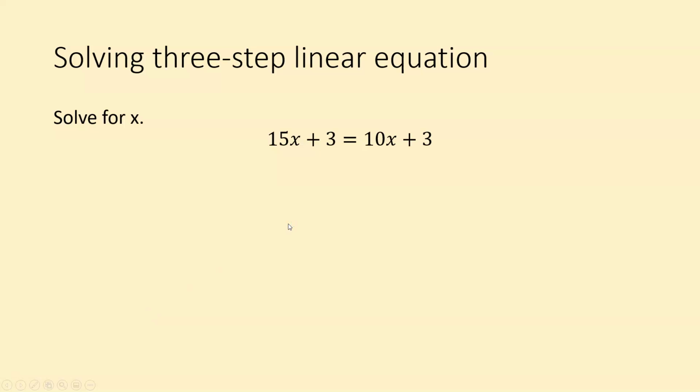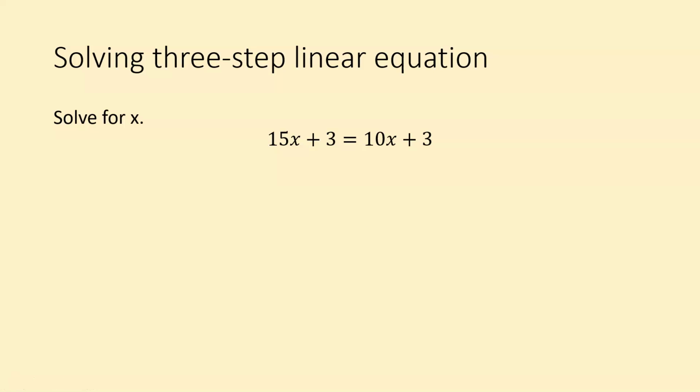This is a 3-step linear equation. It's called a 3-step equation because it takes 3 steps to solve. You'll notice the difference between this one and the last one is that we have x's on both sides of the equation, unlike before where we just had it on one side. So that is the extra step where we have to get our x's on the same side of the equation.